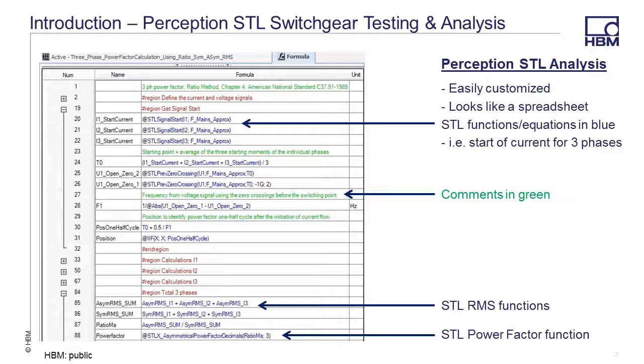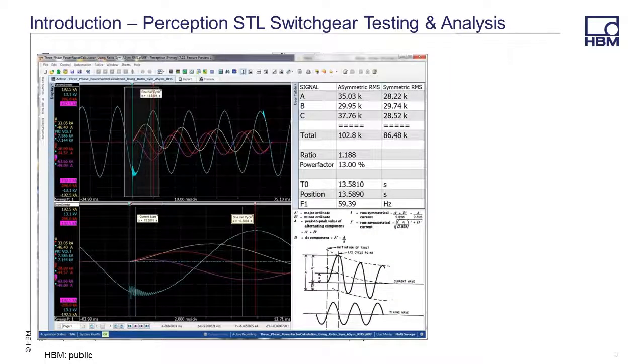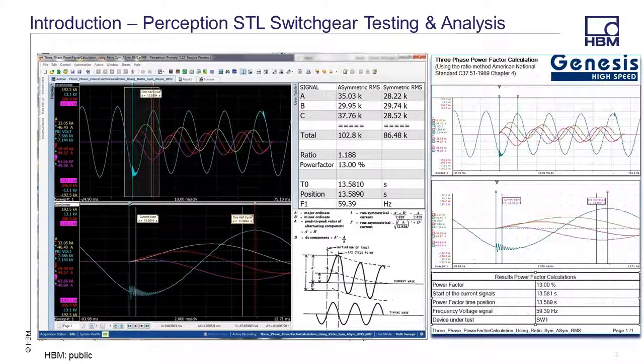Perception's STL option allows you to easily create and automate your own custom switchgear analysis equations using a vast proven set of internationally recognized STL switchgear functions to quickly calculate all the results you need. Perception can easily be set up to acquire your data, then automatically perform all the switchgear analysis, display your waveform and numerical results, and even generate your own custom professional report. No more need to perform analysis manually. Now testing can be completed in a matter of seconds.